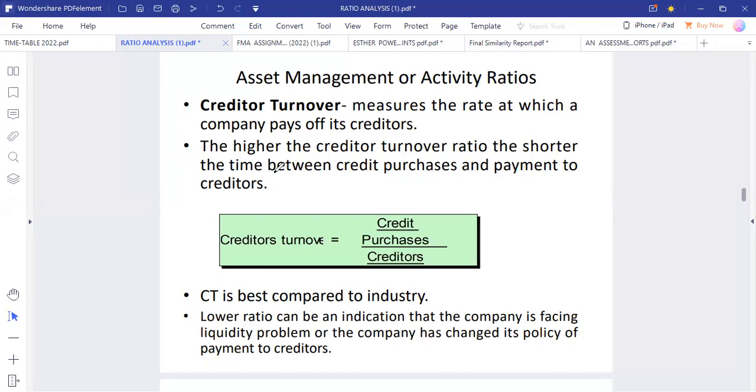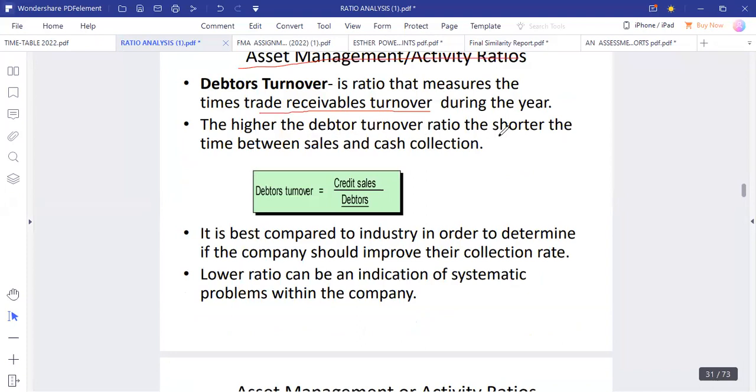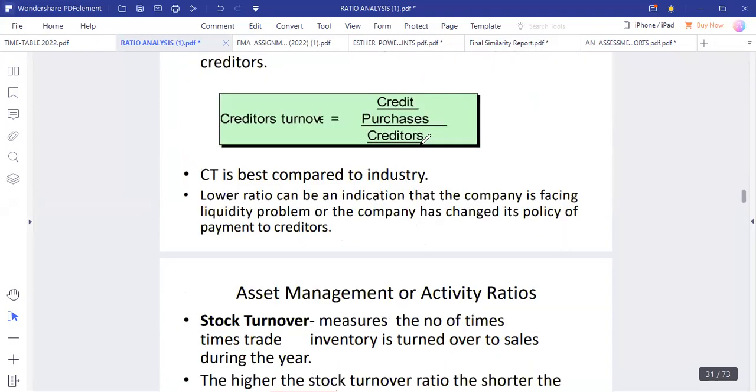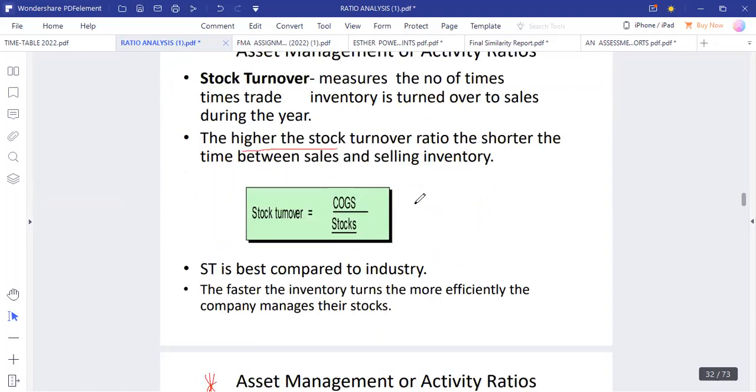Whenever we get a higher creditors turnover, it means we're taking very little time to pay our debt, which is a good thing. Whenever we have a higher debtors turnover, it means we're taking very little time to be paid by our debtors. The people who owe us money are called what? Debtors. The people we owe money are called what? Creditors. So we also have what is called the stock turnover, which gives us the number of times we are able to turn our inventory into sales. If we have a higher stock turnover, it means we are taking little time to do what? To convert our stock into sales. This is given by the cost of goods sold over the stocks.